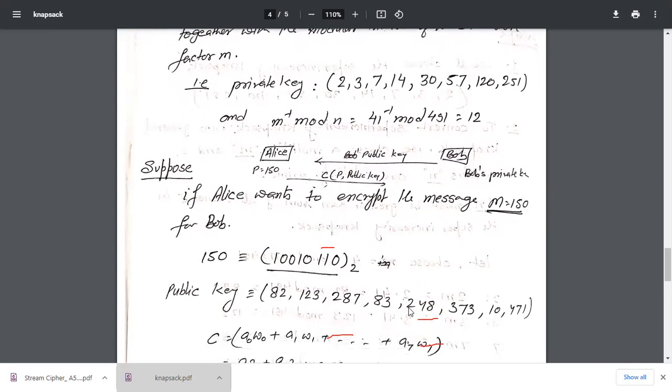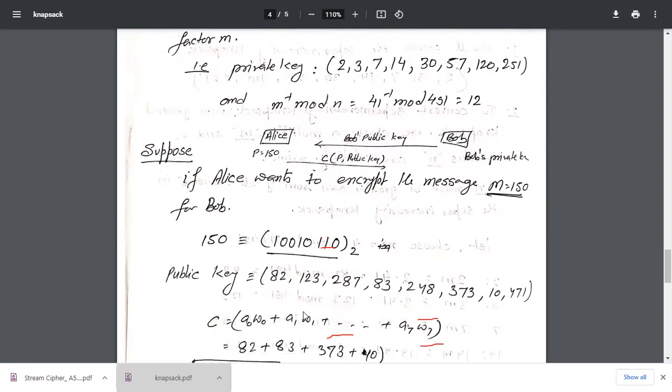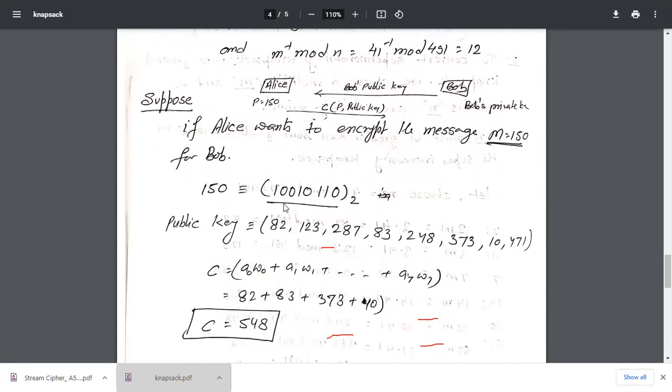Now we need to calculate the ciphertext. Ciphertext in knapsack, that equation we have already studied: A0 W0 plus A1 W1 and so on up to A7 W7. We have a total of 8 bits. So we will get 82 into 1 plus, where we see a 1, we multiply it with that weight of the public key. So 82 plus 83 plus 373 plus 10. So we will get C equal to 548. This ciphertext will now be sent to the receiver.